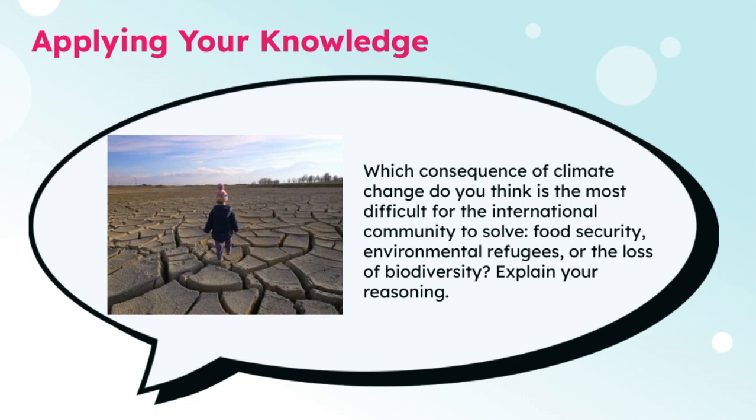You might choose biodiversity loss. This is difficult because extinction is irreversible. Once a species disappears, it is gone forever. Ecosystems are also complex, so losing one species can create knock-on effects that are hard to predict. A strong answer should explain why your chosen consequence is difficult and compare it briefly with the others.